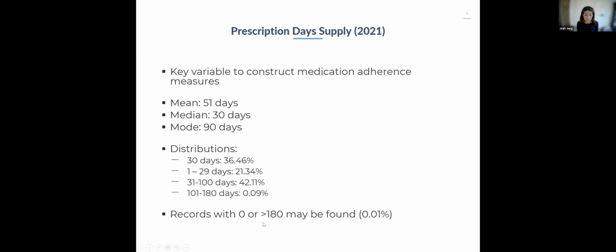And then another thing to note here is that you might see some records that have a value of 0 in days supply. These are a very, very small number of cases. So it's your discretion what to do with these records. I would easily drop them because it is such a small number of medications. But what does it mean that days supply is 0? Does this mean that the beneficiary filled the prescription or did not fill the prescription?